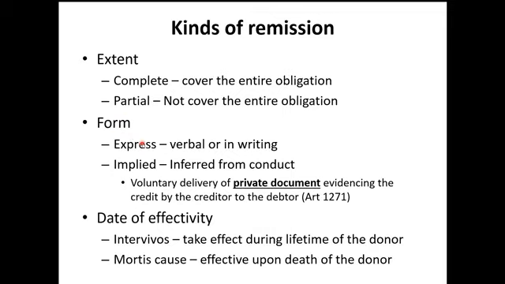As to form, pwedeng express or implied. Sabi ko nga, pag express, pwedeng oral or in writing. Ang writing, pwedeng private, pwedeng public instrument. Or pwede rin siyang implied, it can be inferred from the conduct. Example ng implied condonation of debt is voluntary delivery ng private document evidencing credit by creditor to the debtor. Kaya once na ang creditor binalik or sinurrender yung promissory note na inisyu ng debtor voluntarily, magkakaroon ng implied condonation of debt.